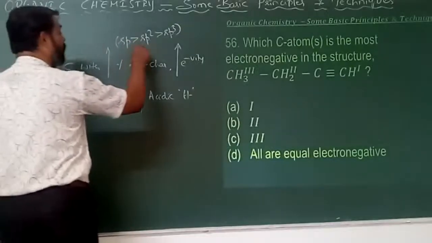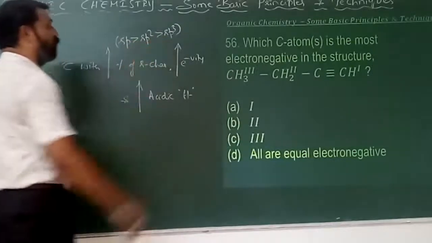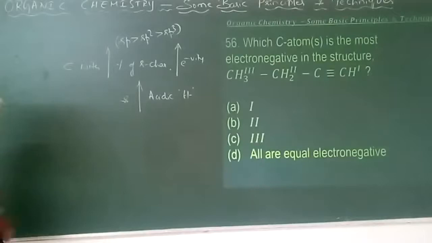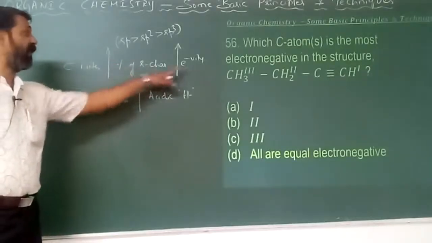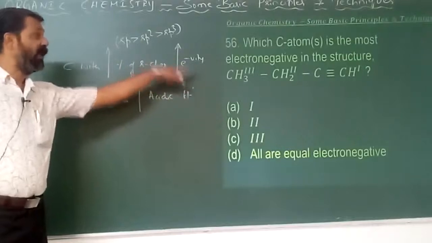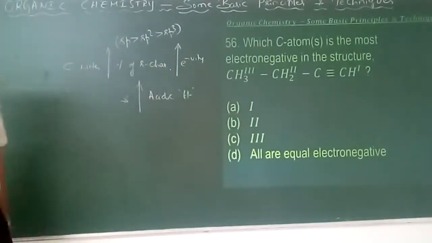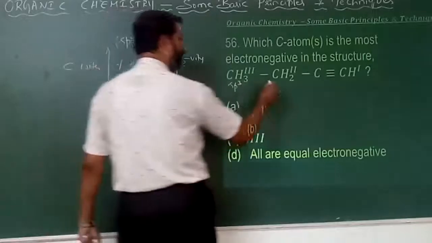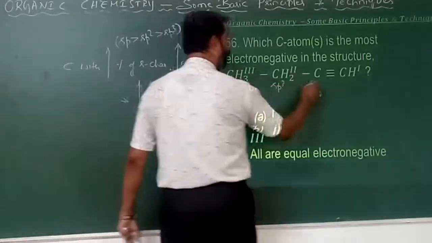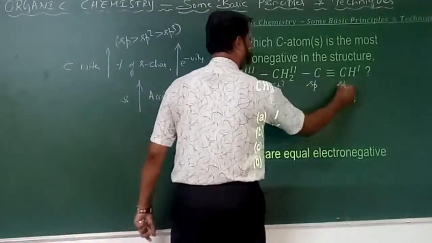The percentage of this one is going to be 33 something. Here it is going to be 20. Therefore, the percentage of highest s character is in case of sp. If that is the case, it is having the highest electronegative nature. If highest electronegative nature, then the respective hydrogen is going to be more acidic. Therefore, this is sp3, this is also sp3, this is sp and this is sp.